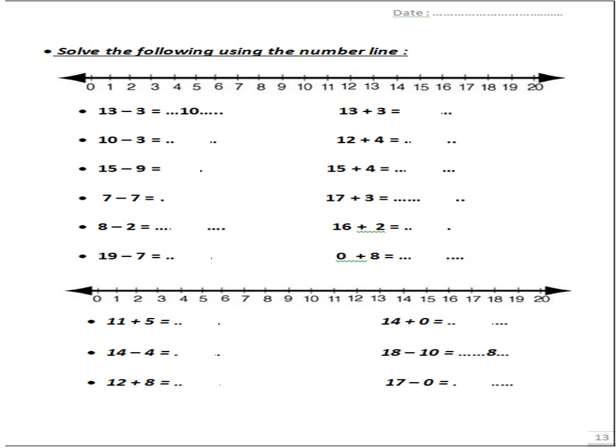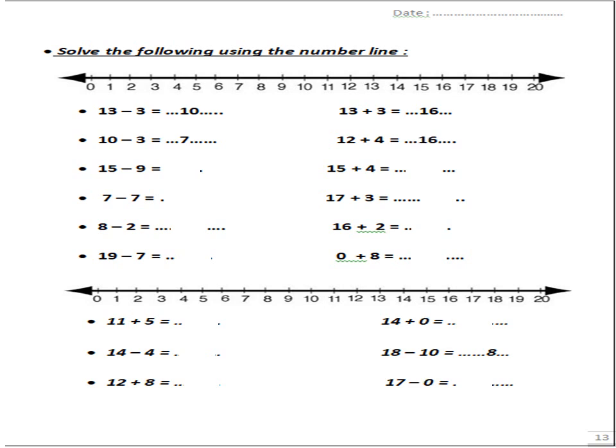The second question, 13 plus 3. This is addition, so we stop at 13 and make 3 jumps forward, so the answer will be 16. 10 minus 3. We stop at 10 and make 3 jumps backward, so the answer will be 7. 12 plus 4. This is addition, so we stop at 12 and make 4 jumps forward, so the answer will be 16.